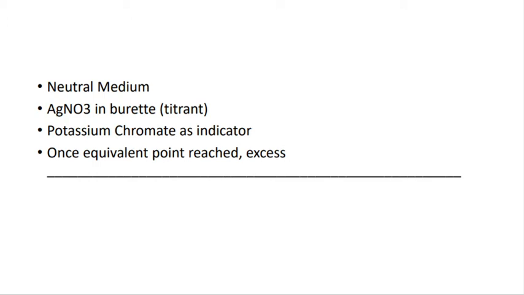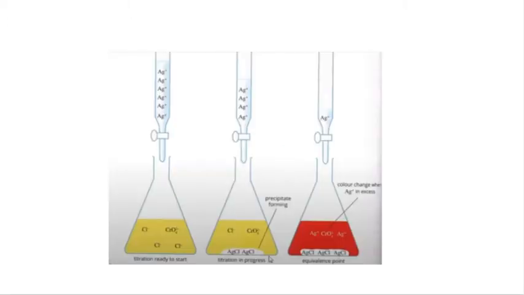Once the equivalence point or the end point has been reached, excess silver ions cause the formation of a reddish-brown silver chromate precipitate. Again, once the endpoint has been reached, excess silver ions cause the formation of a reddish-brown silver chromate precipitate. Now, kung makikita nyo diyan, titration ready to start.